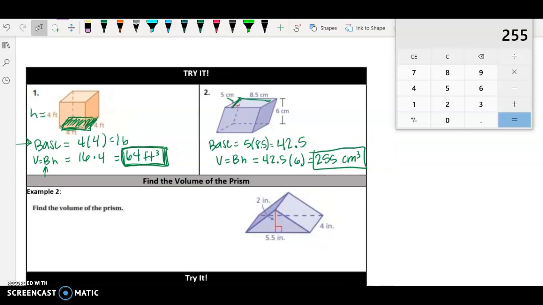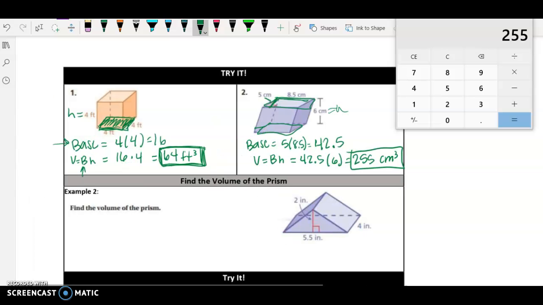So number 2, the base, which happens to be the same as the top. So whatever's down here is also the same as what's up here. In this case, they just gave us the top, which is totally fine. And so we do 5 times 8.5, and we get 42.5. Then we're going to multiply that times the height, which is 6. And so we get 255 centimeters cubed. So this one's not too bad.